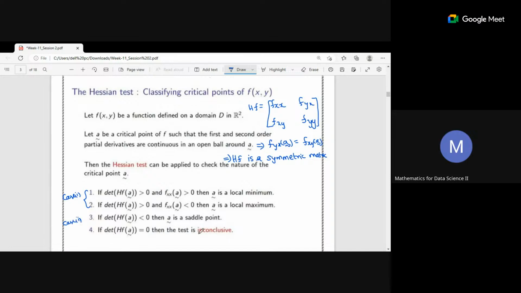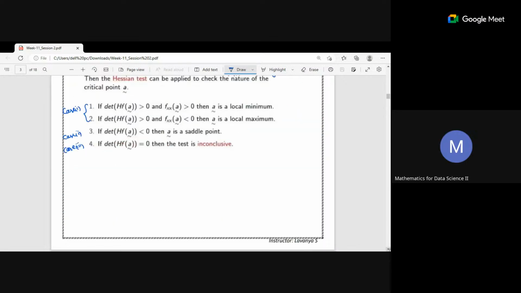And the test is inconclusive if the determinant is 0. Inconclusive in the sense that from this test, we cannot conclude whether you are having a local maximum or local minimum or a saddle point at this point A tilde. So this is the Hessian test for functions of two variables, and we have seen quite some problems for applying this test.